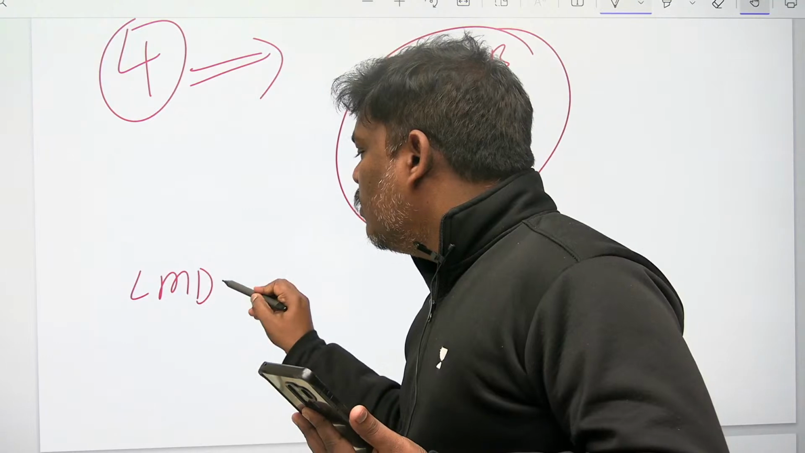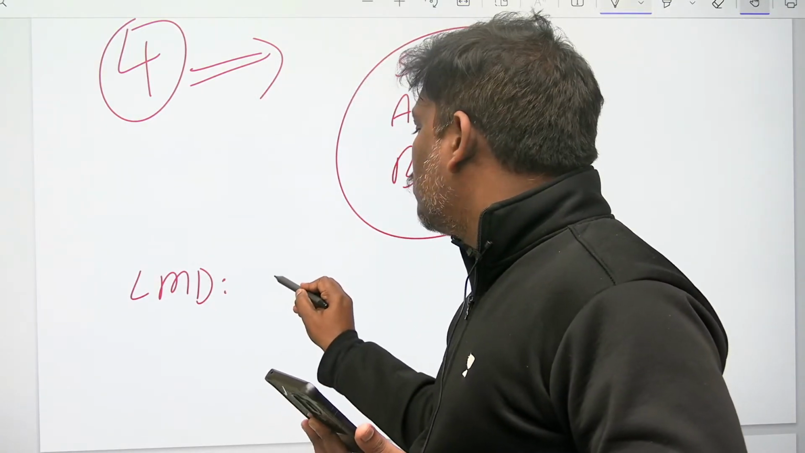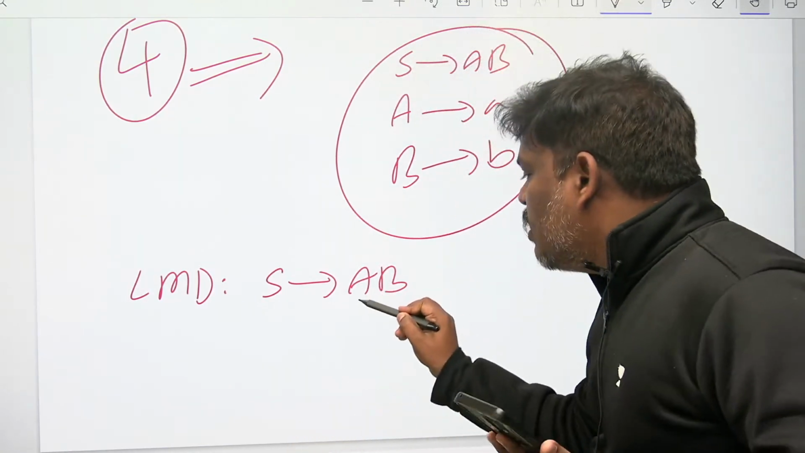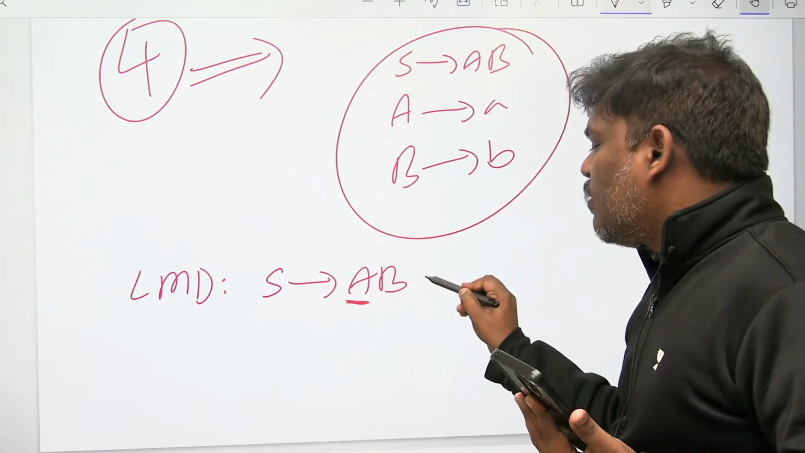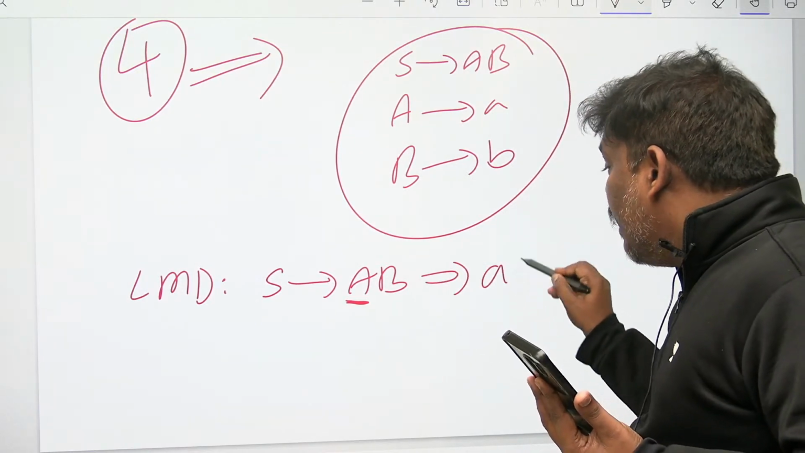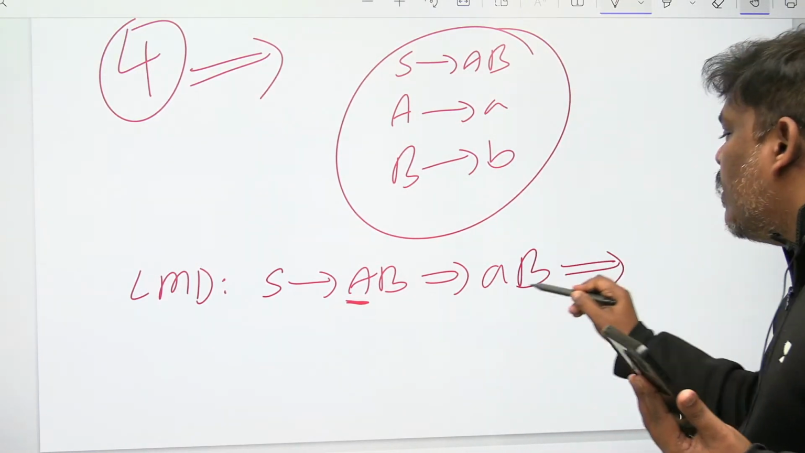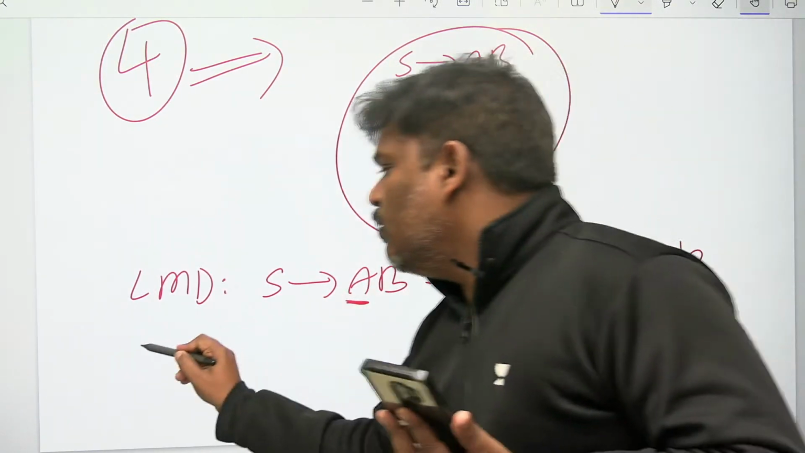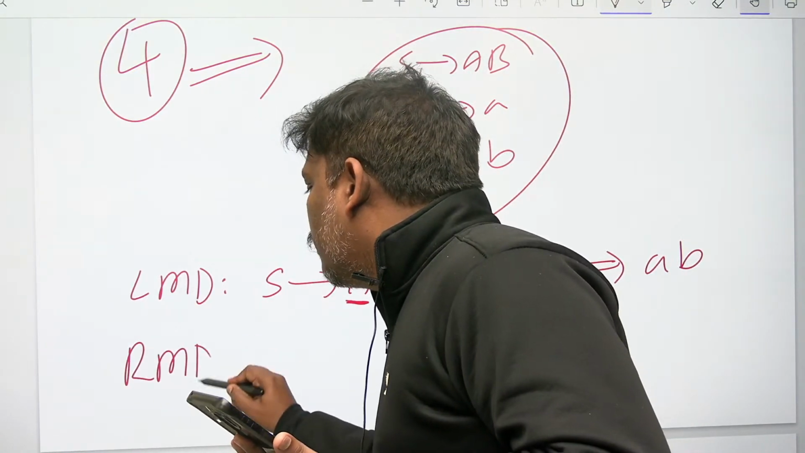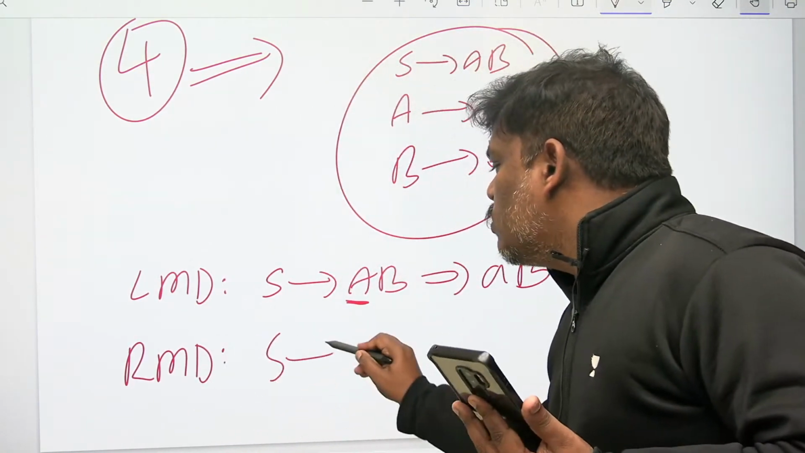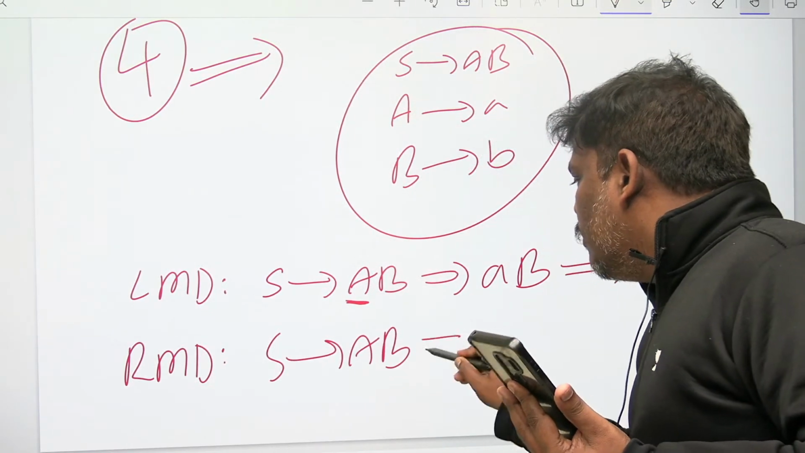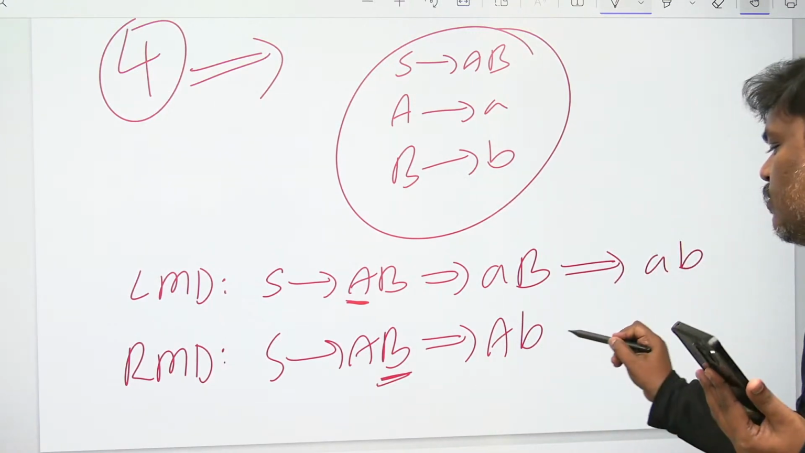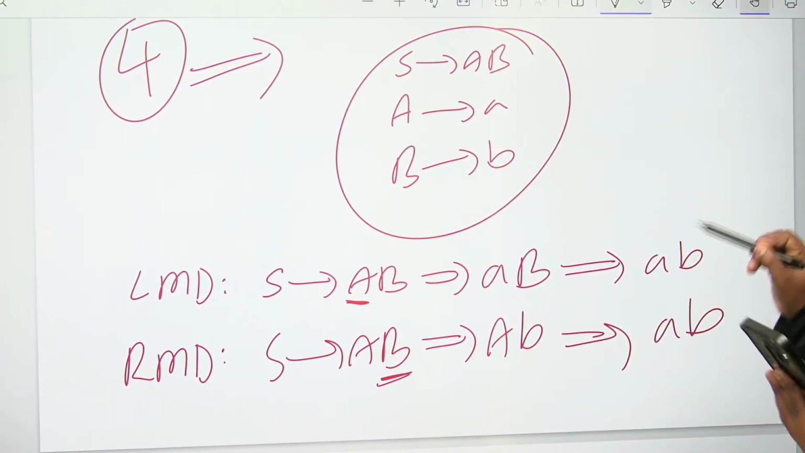In this grammar, look at the leftmost derivation. S goes to AB. Leftmost derivation means the leftmost variable has to be replaced, so A is replaced by a. After the leftmost variable is over, the next leftmost variable B is replaced by b. Now the rightmost derivation: S goes to AB, then the rightmost variable B is replaced by b, then A is replaced by a.